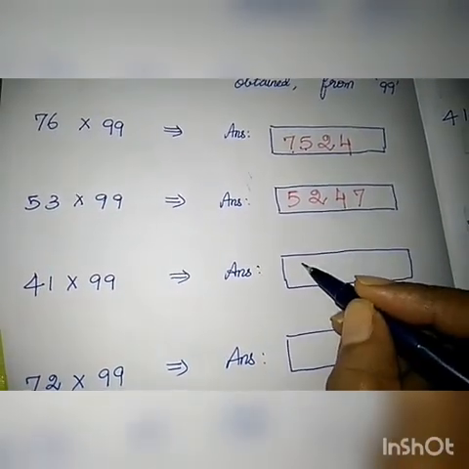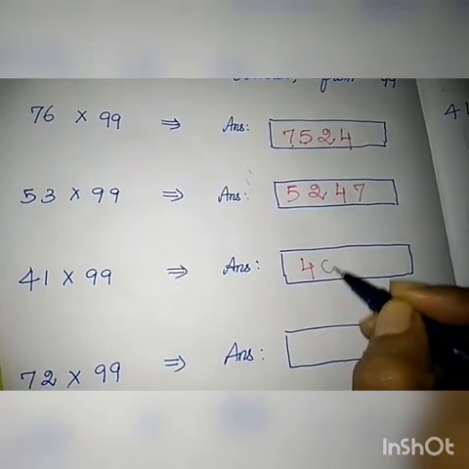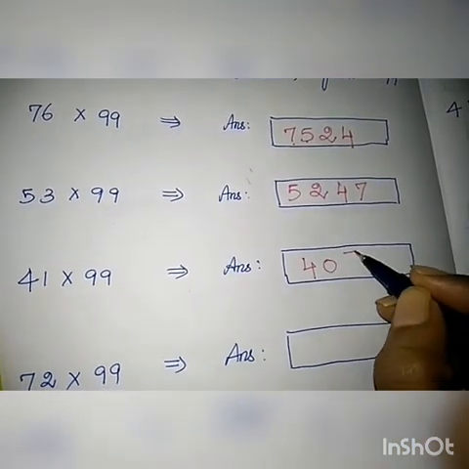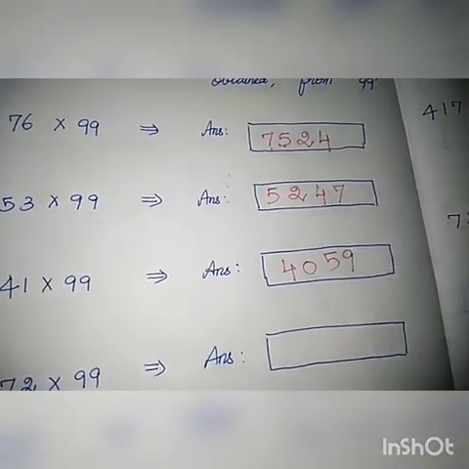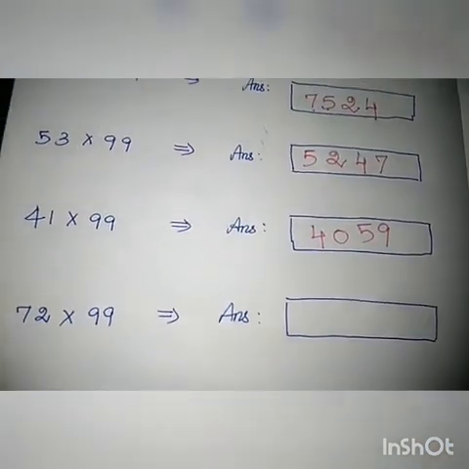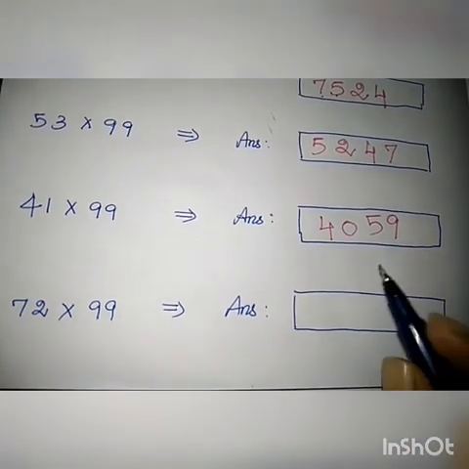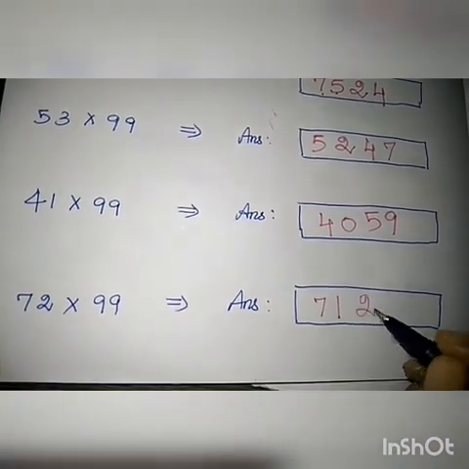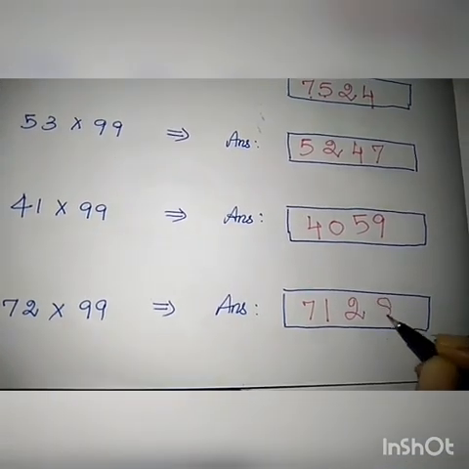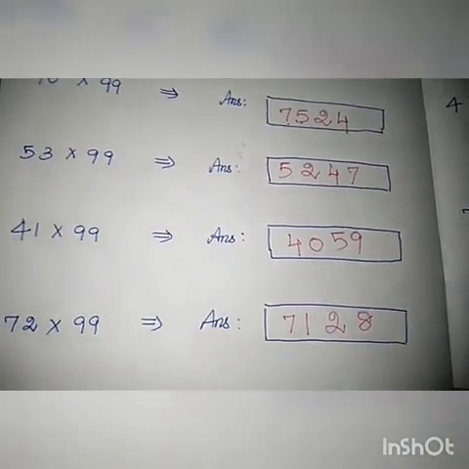Third one, preceding number to 41 is 40. So first 9 minus 4 is 5. Second 9 minus 0 is 9. And this is the answer. Next one, 72 into 99. Preceding number to 72 is 71. And 9 minus 7 is 2. Another 9 minus 1 is 8. 7128 is the final answer.